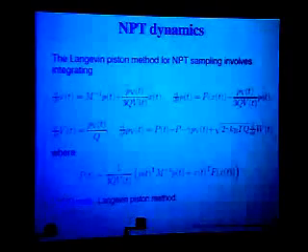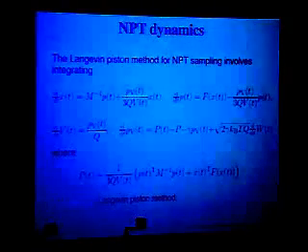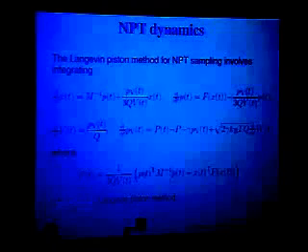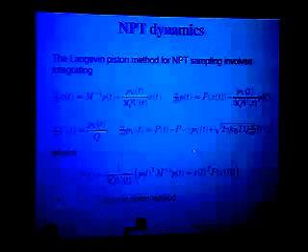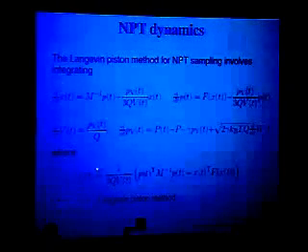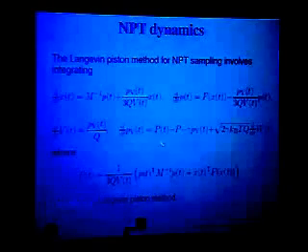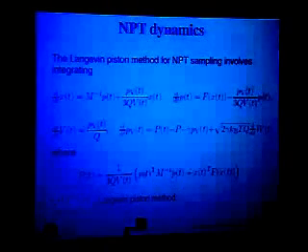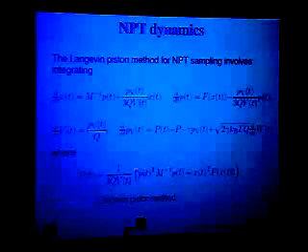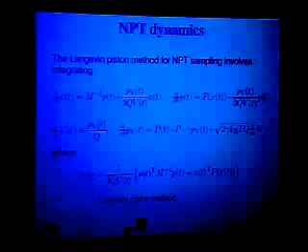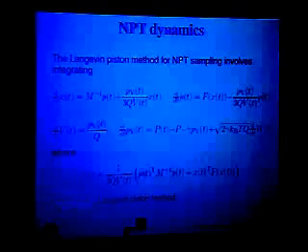Let's see, NPT dynamics. This is the method implemented in NAMD. Actually, it's more complicated than this. This is the special case where we don't have long-range forces and where we have a rectangular box and where we have just a pressure instead of a pressure tensor. But even then, it looks a little more complicated. These are the equations of motion that have to be integrated. This is the instantaneous pressure down here. That includes the variable. So this is the Langevin piston method.